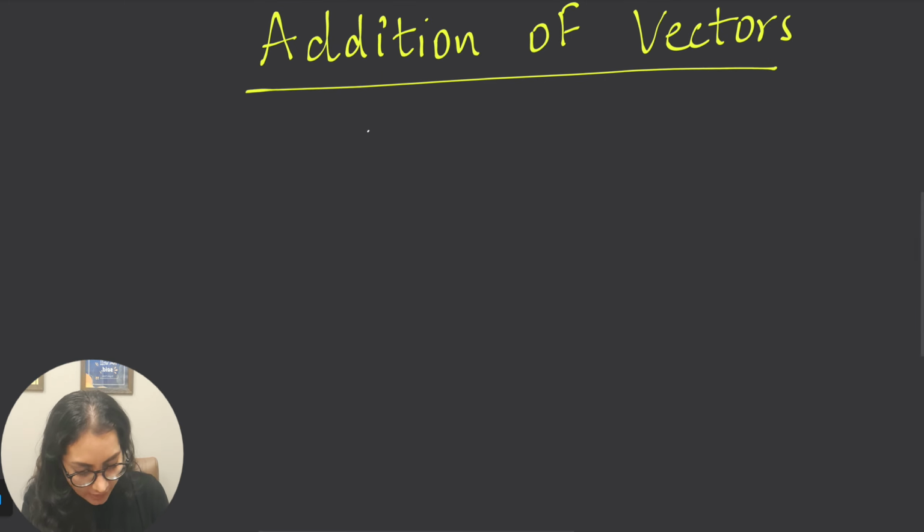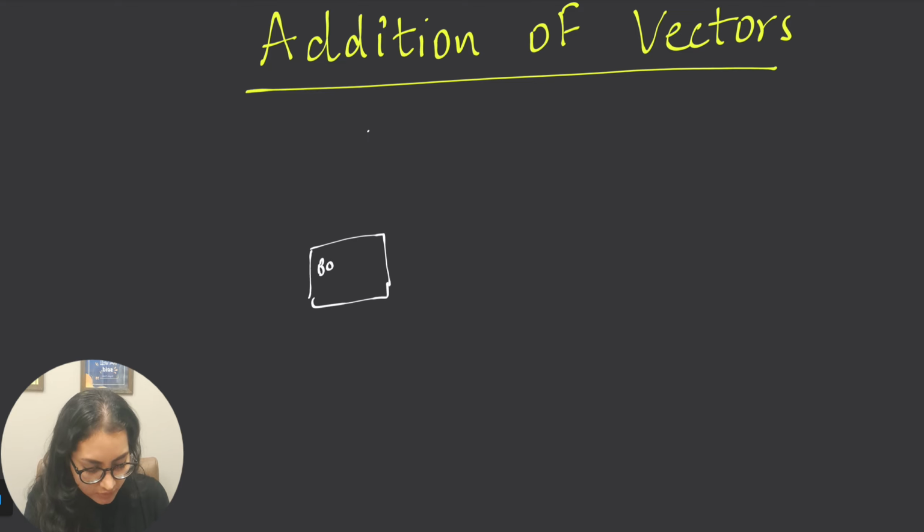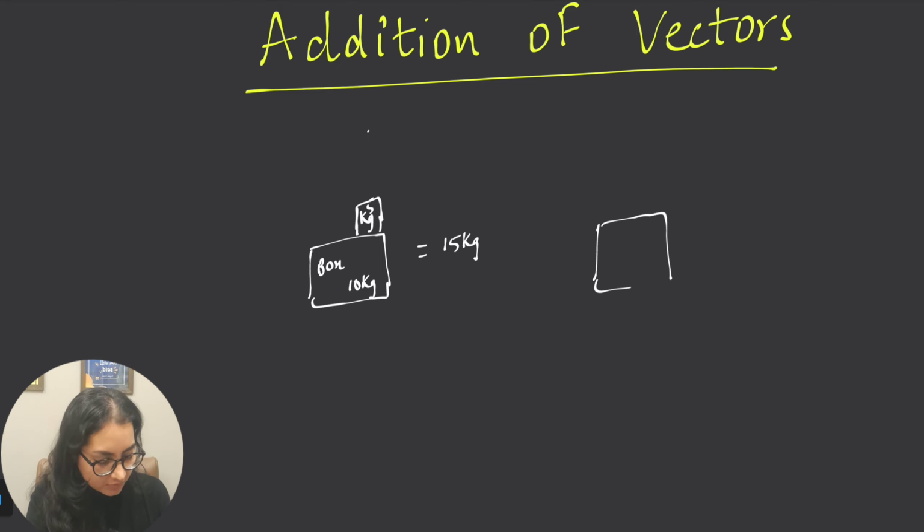Let's see, I have this box. It's a hollow box of 10 kgs. If I need to add a 5 kg box to this, let's say I'm keeping my 5 kg box on top of it to the right. So the net weight would be 15 kgs. That's fine. If I keep that box here, then the net weight is also 15 kgs.